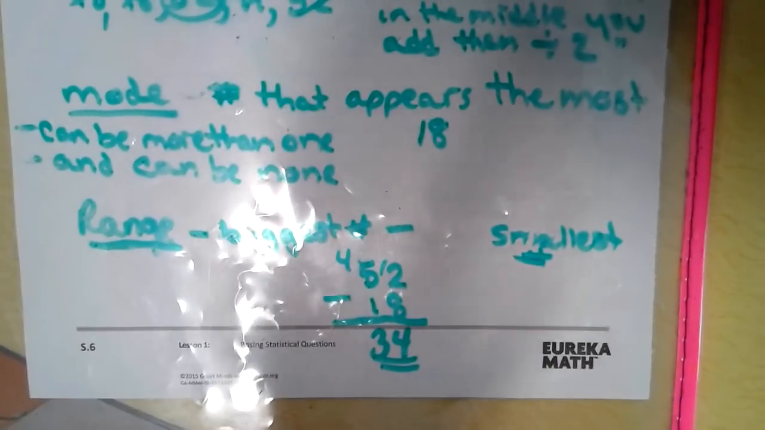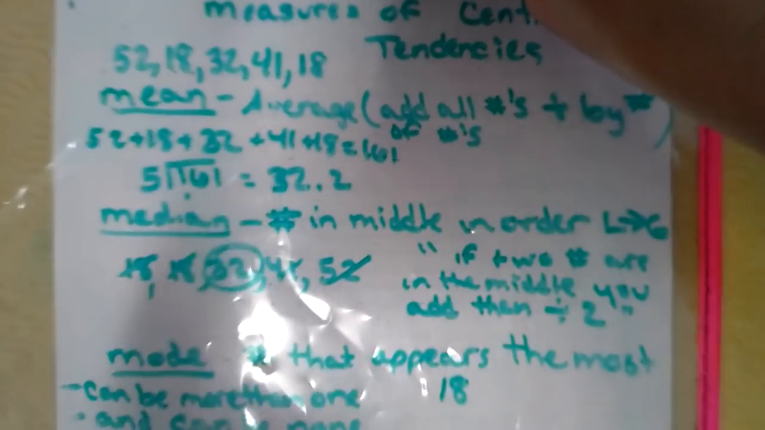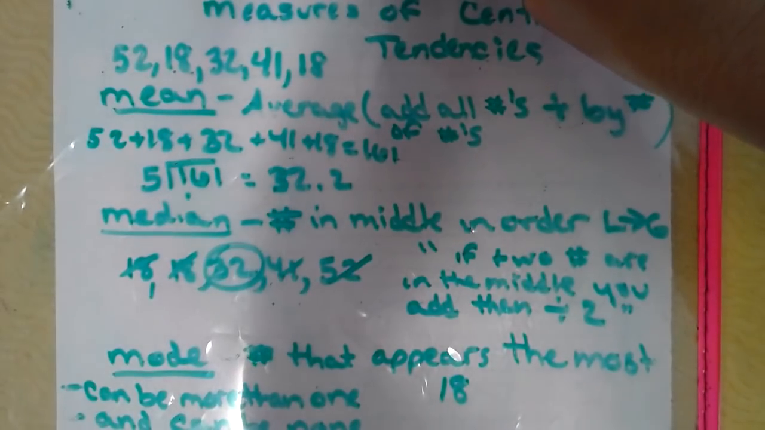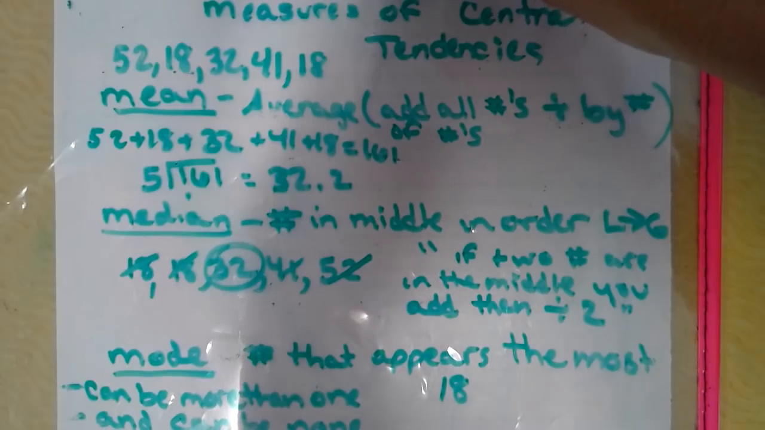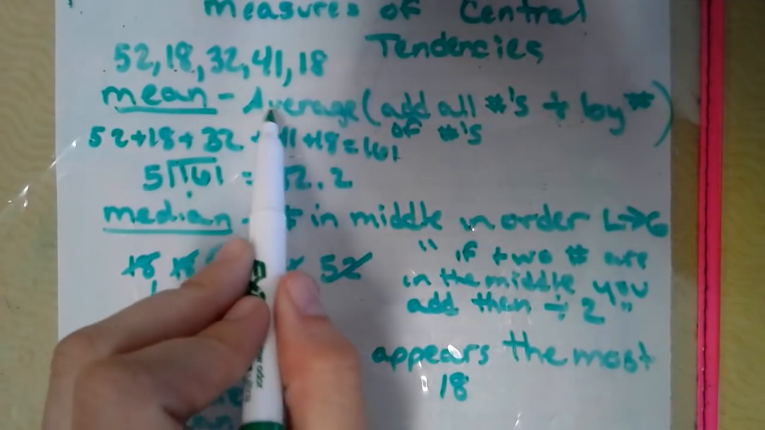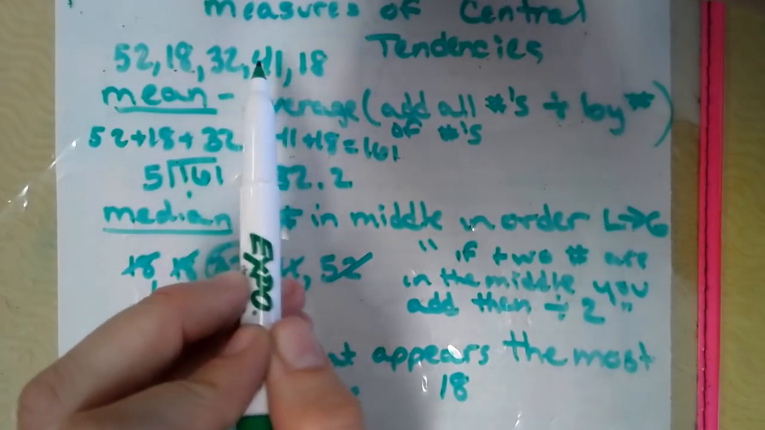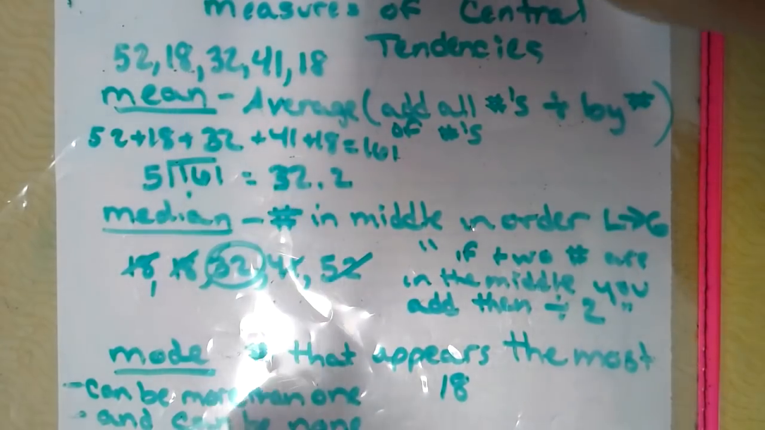Mode is the number that appears most often. Median is the number in the middle when you put them in order from least to greatest. There could be 2 numbers in the middle, so then you add them and divide by 2. And mean is the hardest part. That is the average. That's when you add up all the numbers and divide by how many there are.